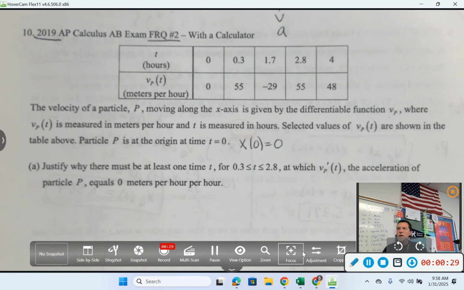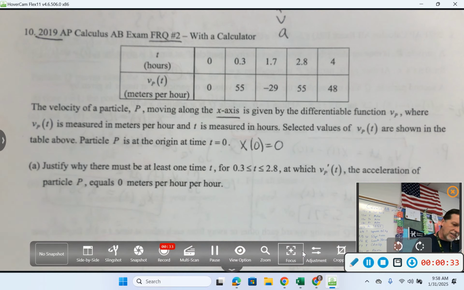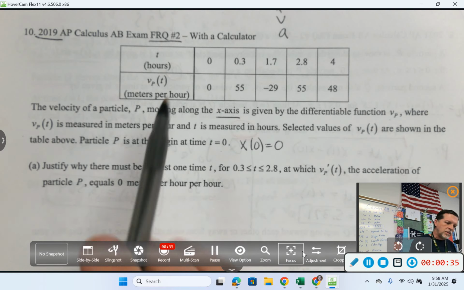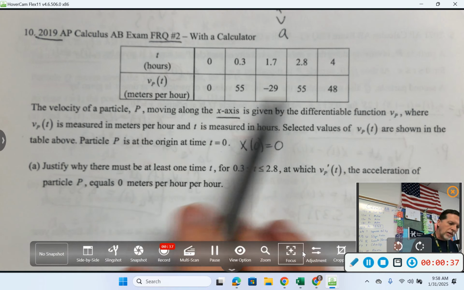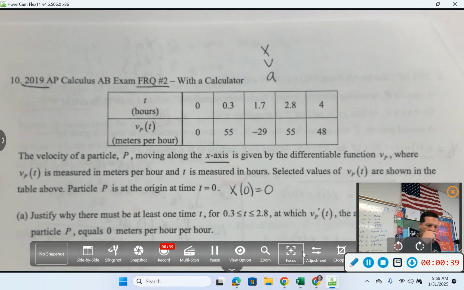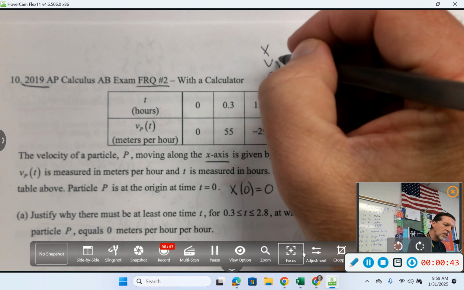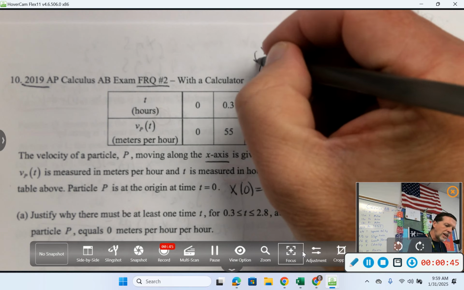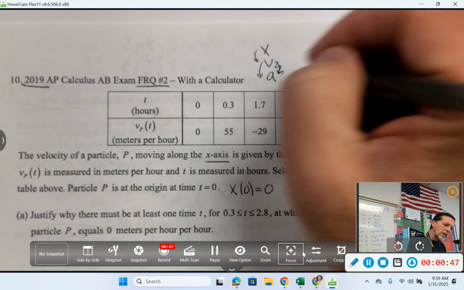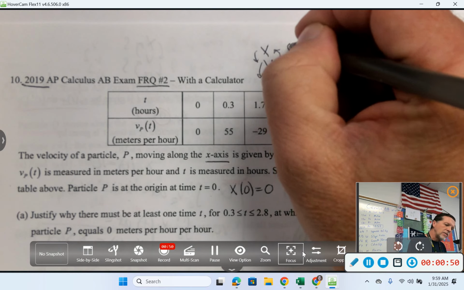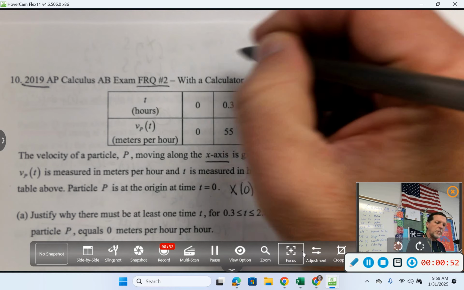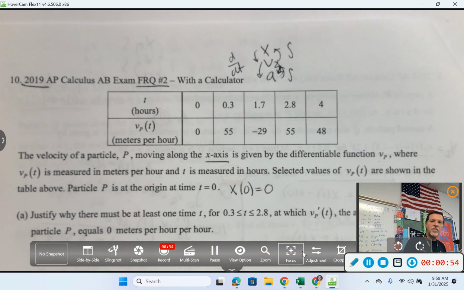Okay, let's make sure we understand what's going on before we even read a question. Okay, x-axis, we're moving left to right. We don't have an equation, but we do have some values. And we also know that a derivative would give us acceleration. An antiderivative would give us position. All right, XVA, derivatives, antiderivatives.